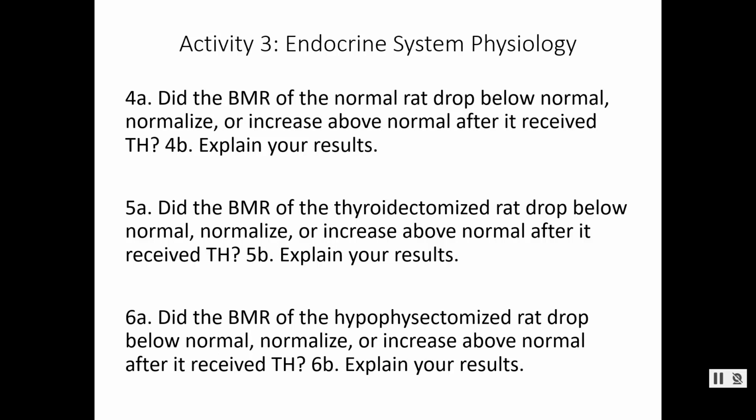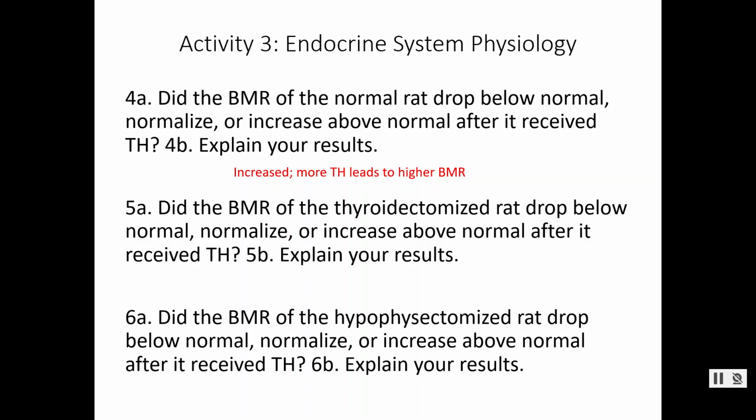All right, here we go. Let's check your work. 4A, did the BMR of the normal rat drop below normal, normalize, or increase above normal after it received TH? And explain. So it increased. So our perfectly normal rat was secreting perfectly normal levels of TH to start with. Our BMR was perfectly normal, and then we gave it more thyroid hormone. Hopefully it makes sense that extra thyroid hormone means extra BMR, increased BMR.